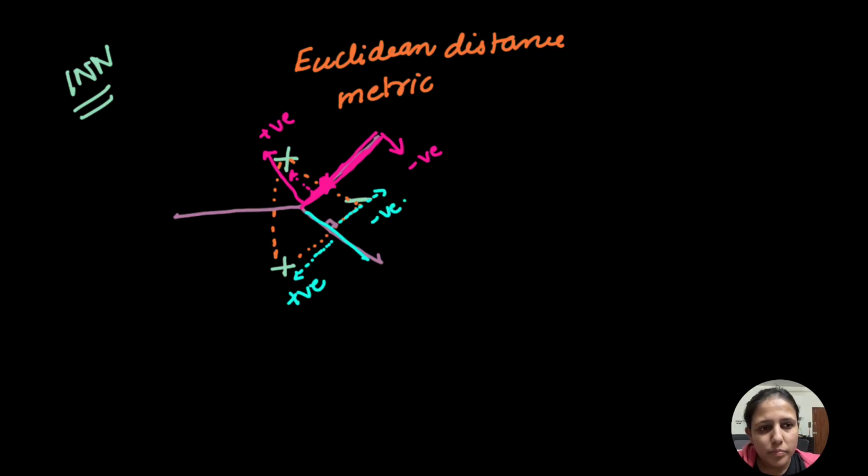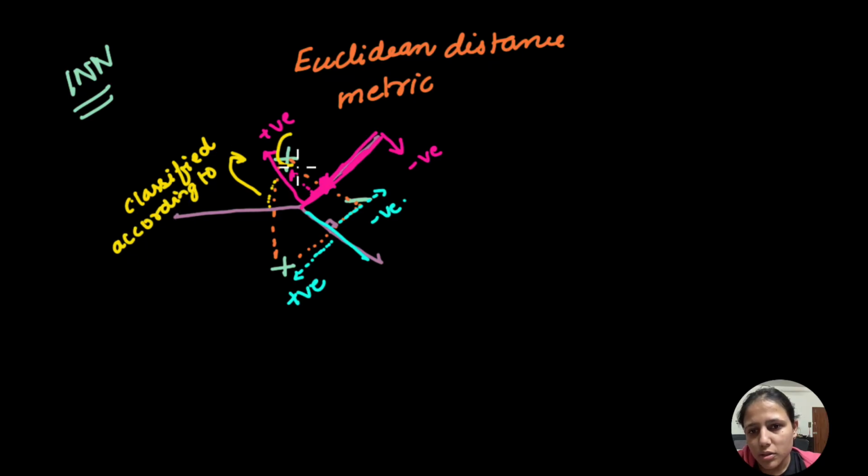And so compared to these 2 points, every point that will be here will be classified according to this point, which is positive, so it doesn't matter. And if suppose my points were lying here, they'll be classified according to this point. Okay, so these will be classified accordingly.